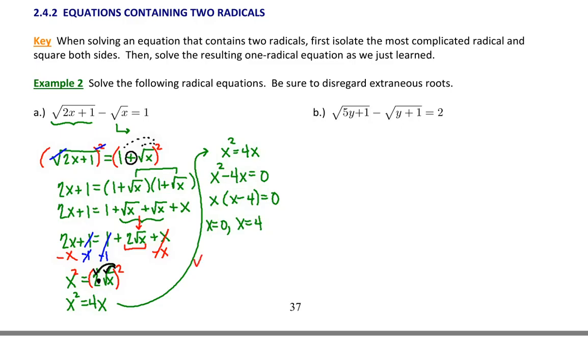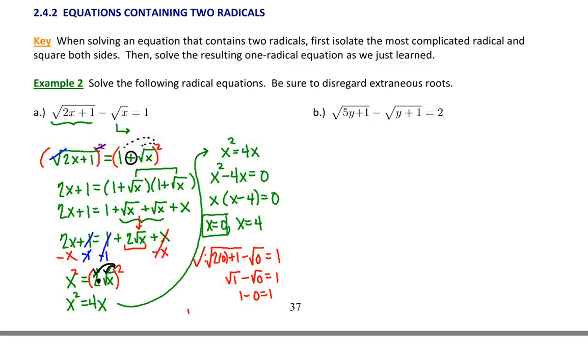But with the case of radical equations, oftentimes we get extraneous solutions. So I'm going to plug 0 in for x in the original equation and make sure we get a balanced equation. So in this case, we end up with the square root of 1 minus the square root of 0, which is 1, or 1 minus 0 equal to 1. So x equals 0 does balance the equation.